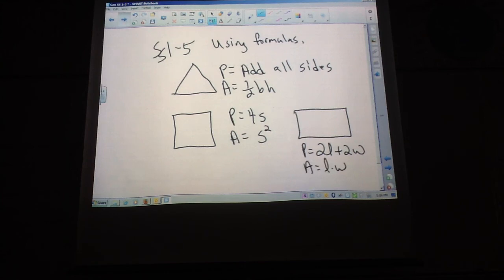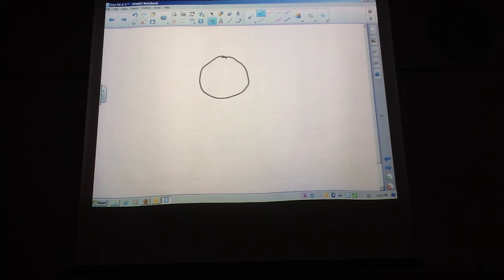And then your circle formulas were also on here. And remember, all the way across the circle is the diameter. From the center to a side is the radius. And all the way around the circle is the circumference. Well, they gave you the circumference formula as 2 pi r, or just pi times the diameter. And the area of a circle would be pi r squared.